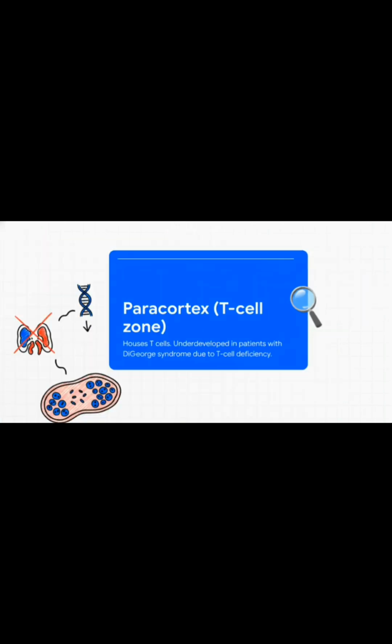Now, right next to the B cell zone is the paracortex. And you guessed it, if follicles are for B cells, the paracortex is the T cell zone. And listen up, because this is one of the highest yield connections you can make. In DiGeorge syndrome, the thymus doesn't develop properly, so patients don't have enough T cells. And where do you see the evidence? Right here, in an underdeveloped, empty-looking paracortex. That's a classic connection they love to test.